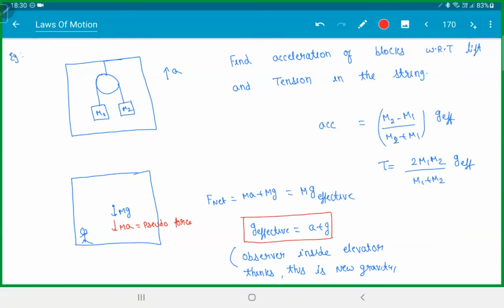If the lift was coming down, it will be g minus a. If it is going up, it is g plus a. Wherever there is g, just dump g effective. But this will be the acceleration of the blocks with respect to the observer. If you want it in the ground frame, you will have to add that a back. So that is one main catch. Whenever you use pseudo force, you get all answers with respect to the accelerating frame. Have a look at this example.